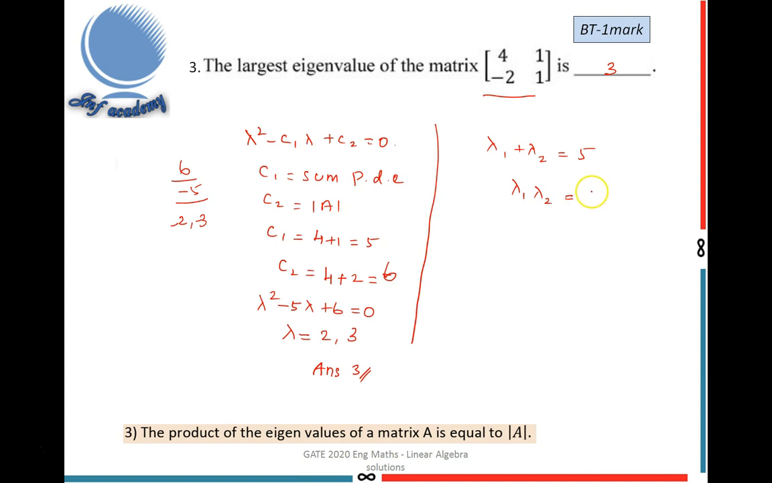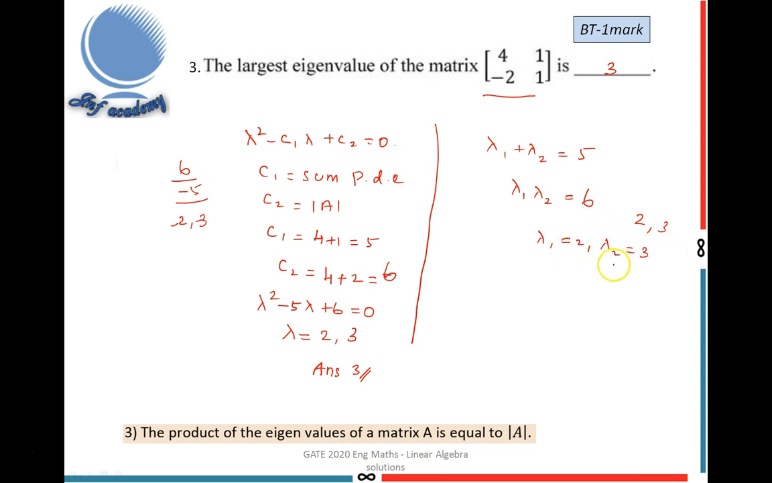I think 6. Now you choose two numbers. The addition of those two numbers is 5 and the multiplication of those two numbers is 6. So choose 2, 3. Multiplying these two we can get 6. Adding these two we can get 5. So lambda 1 equal to 2, lambda 2 equal to 3.